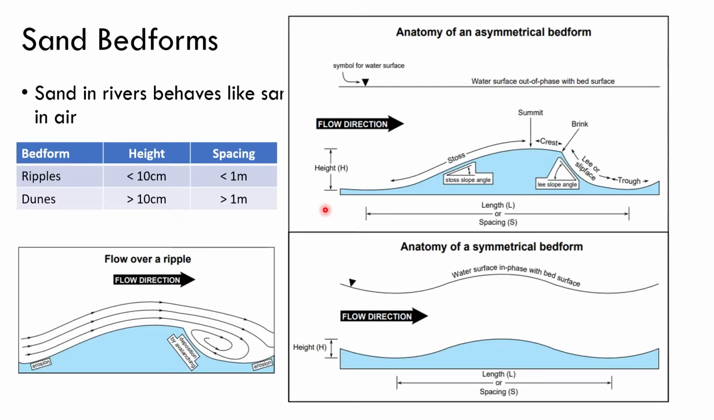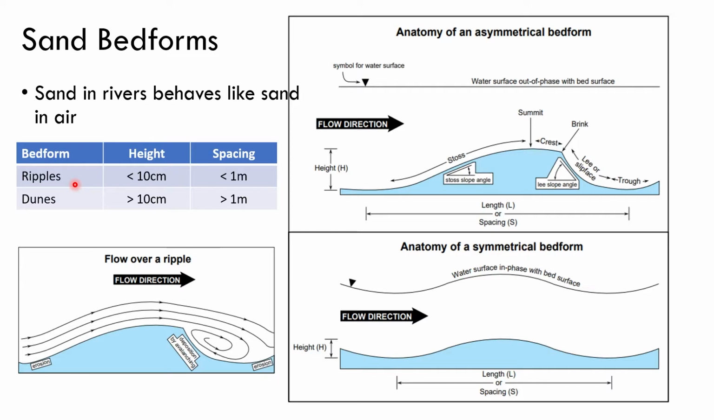Okay, so the last bed form that we're going to talk about are sand bed forms. And sand bed forms mimic the bed forms that we would see in sand dunes, or in the air. So essentially what we're seeing here is the sand moving with the fluid, whether it be air or water, and we get similar bed forms to what we would see in sand dunes, but just underwater.